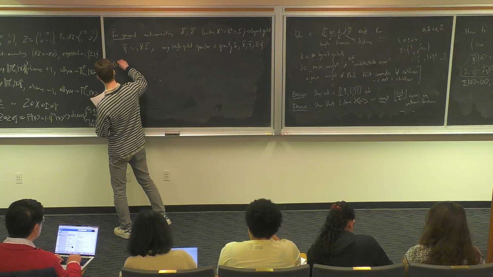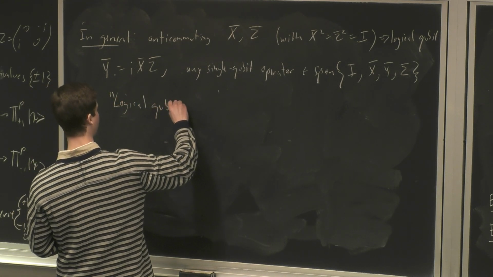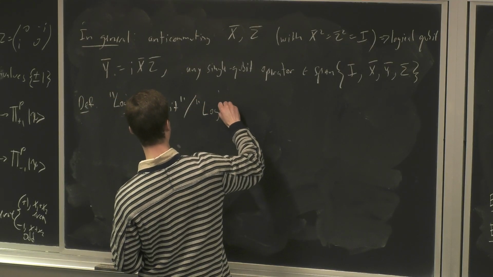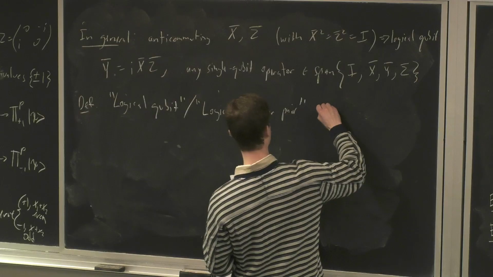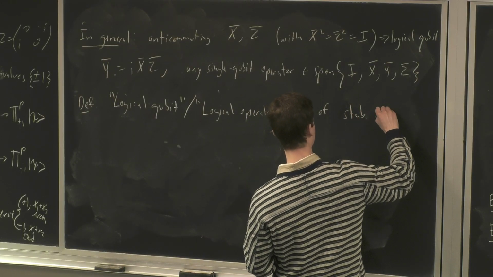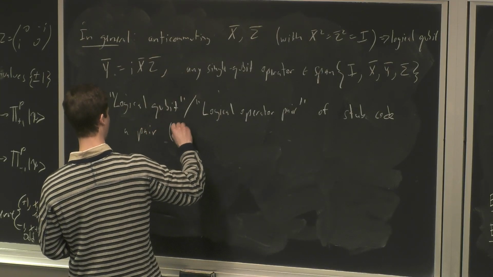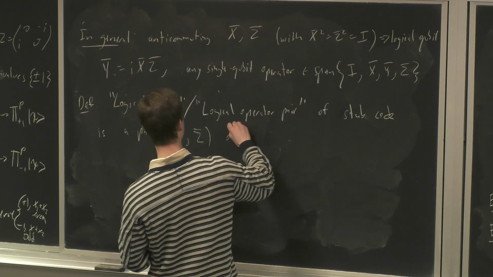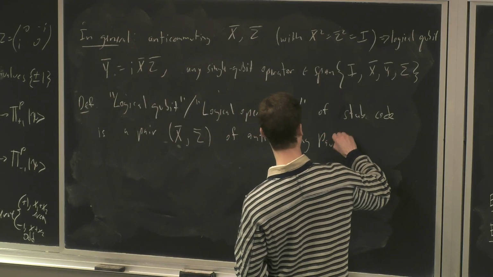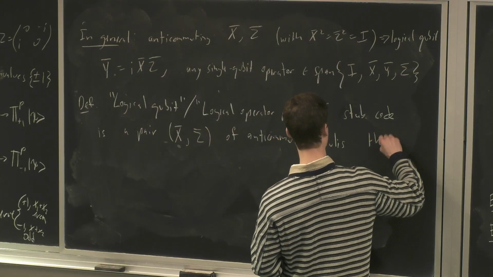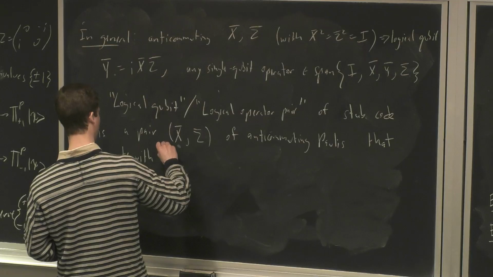All right, so just to formally write down our definition. For a stabilizer code, a logical qubit, or we can also call it a logical operator pair, of a stabilizer code is just a pair X bar, Z bar of anti-commuting n-qubit Paulis that commute with every stabilizer.